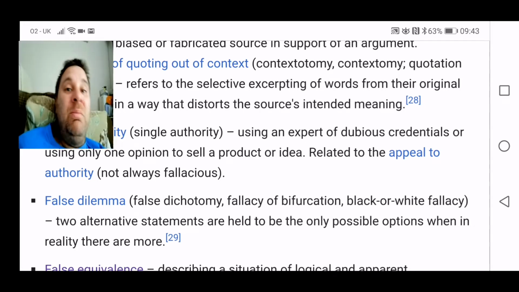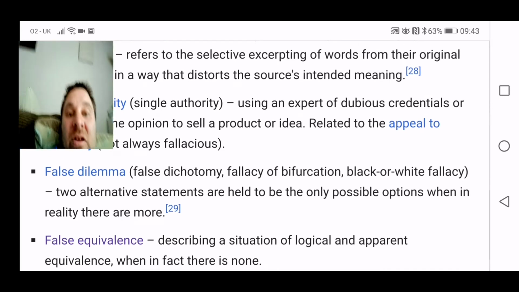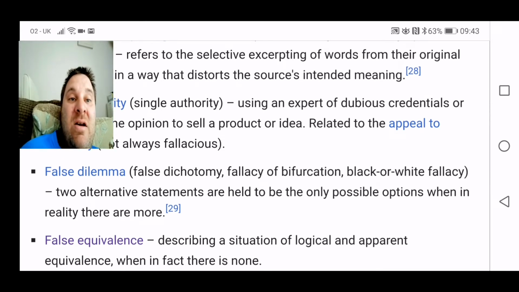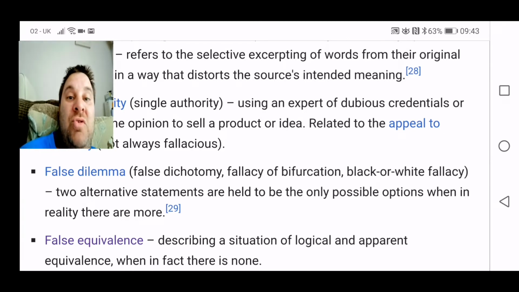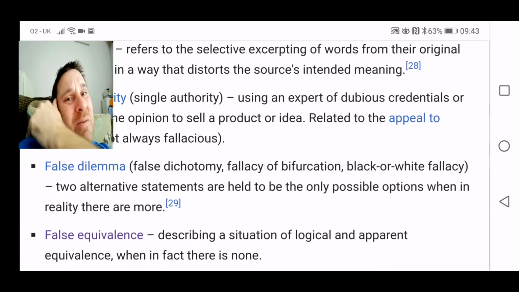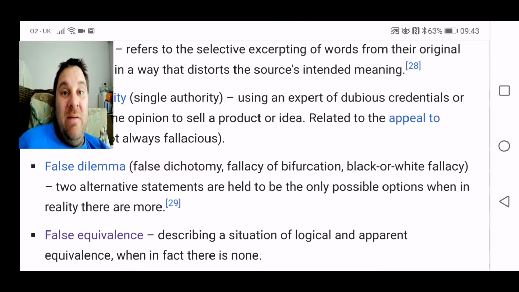I'm not going to do them all, but I'm going to do quite a few of them, and I'm going to leave a link. False dilemma, false dichotomy, fallacy of bifurcation, black or white fallacy. Two alternative statements are held to be the only possible options, when in reality there are more. This is why I say, because of the black and white fallacy, everyone's saying it's either flat or it's a globe. It could be something in between, it could be anything else.